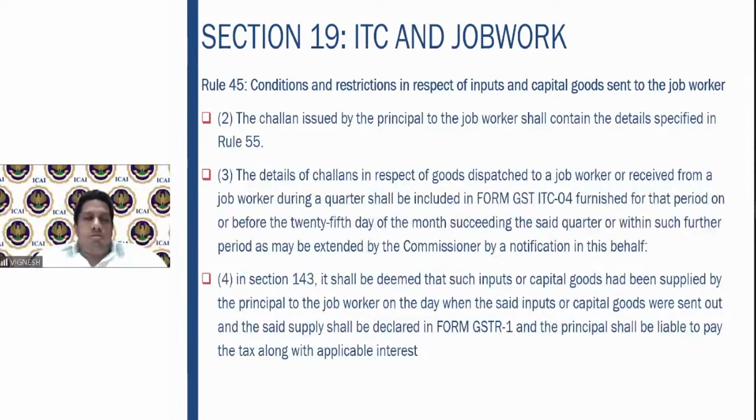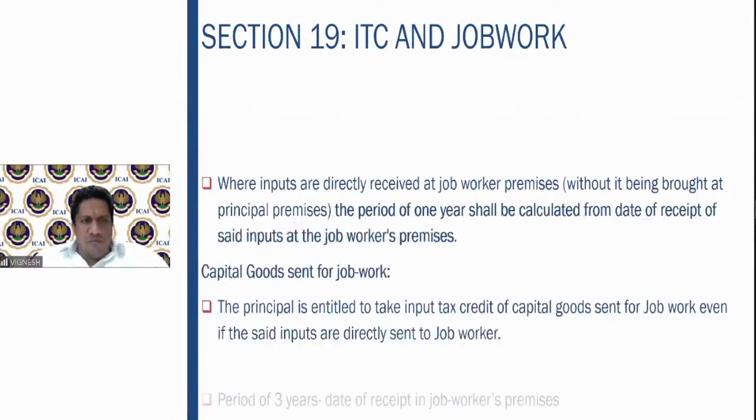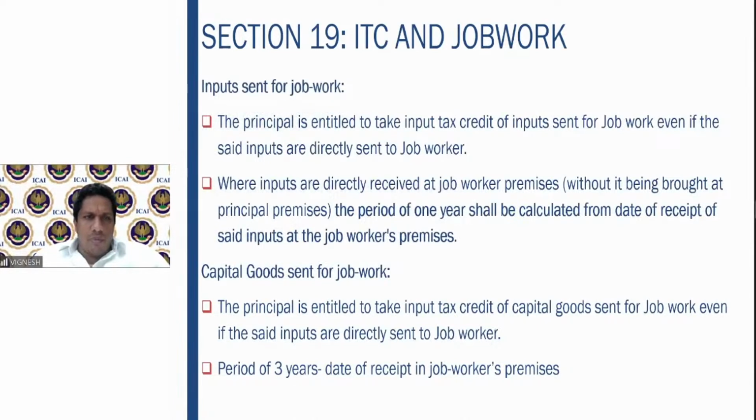Then Section 143: it shall be deemed that the inputs or capital goods have been supplied by the principal to the job worker on the day they were sent out, and said supply will be declared in GSTR-1, and the principal shall be liable to tax along with the applicable interest. Same thing we have seen, but given in the rule also. The principal is entitled to take the input tax credit even if the goods are directly sent and received at the job worker, within 1 year. Again, this is very critical. The period of 1 year is calculated from the date of receipt of the inputs at the job worker premises whenever the supplier sends the goods directly.